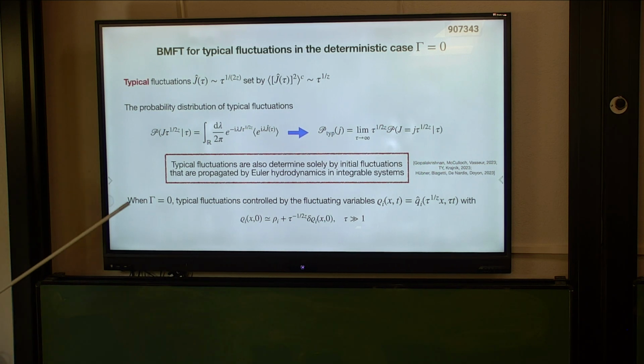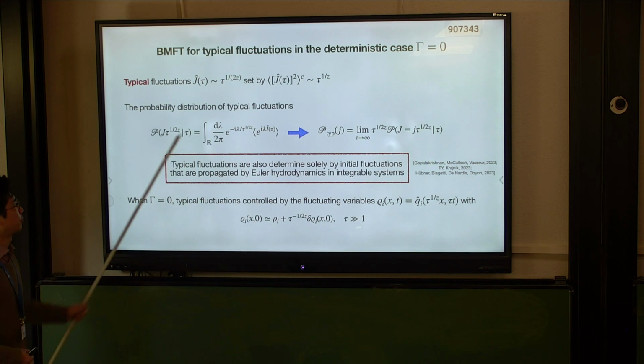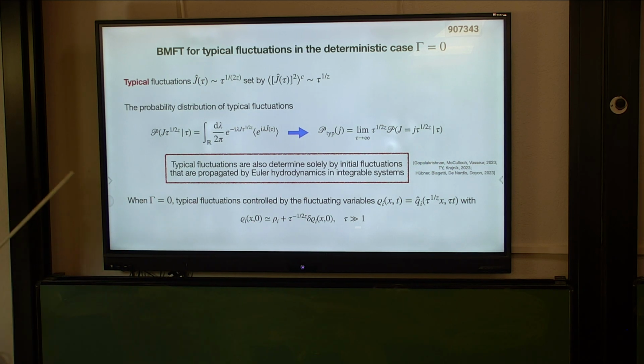Now, of course, typical fluctuations are quite different from large fluctuations in general. But in integrable systems, or in general in linearly degenerate systems, our claim is that things are pretty similar to large fluctuations. What happens is that even at typical scales, there are no dynamically generated fluctuations contributing to the typical fluctuations, but you can just again propagate your initial fluctuations at diffusive scale according to the Euler hydrodynamic equation. That's the main idea. So the situation is very similar to the large fluctuation case. You just need to rescale everything according to the scale you're looking at, which is the diffusive scale.